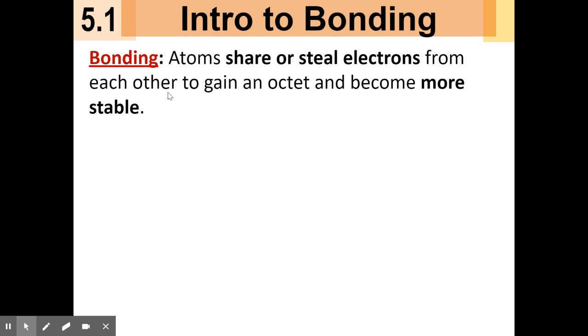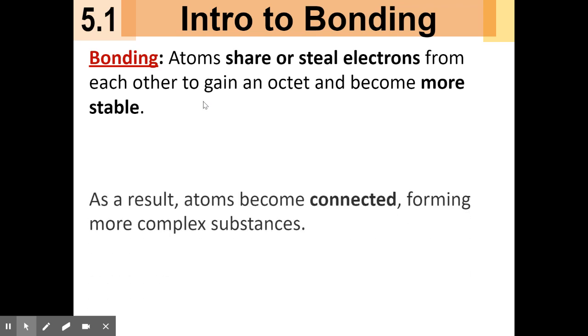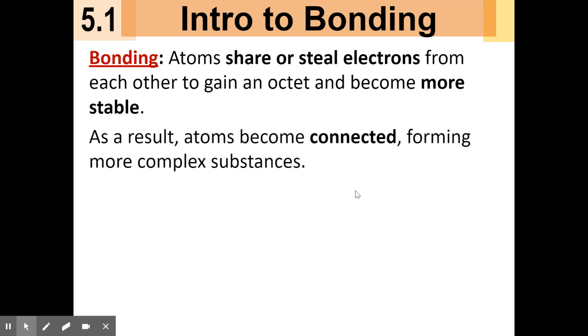Right now I'm looking at a couple of candles on my table. They're made of wax. These atoms did not bond to form wax. They bonded to get a stable number of outer electrons. The fact that they formed wax is just a byproduct of them trying to become more stable. So this is why complex substances like molecules and compounds exist. Atoms are trying to connect to become more stable.